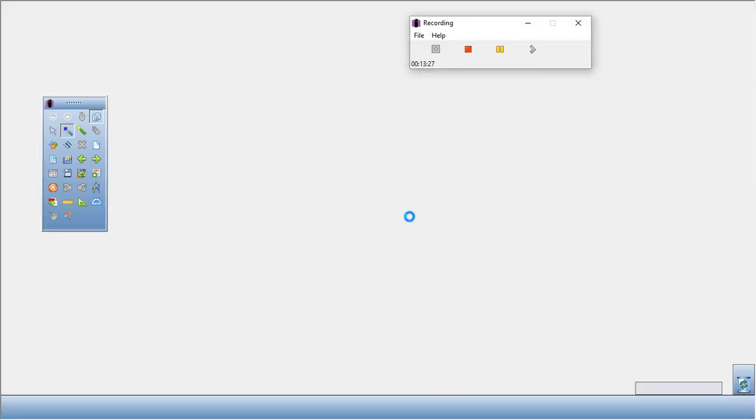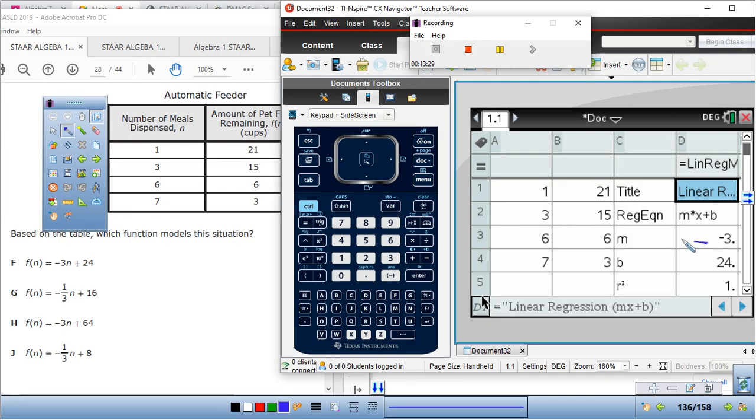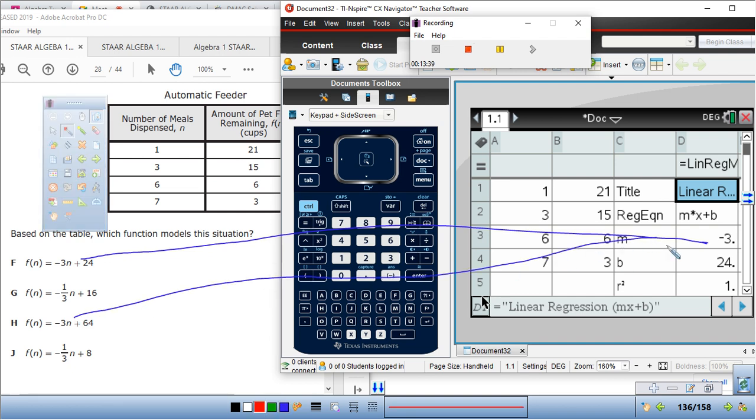Look at your slope. What's my slope? 3. So I'm looking at that. Oh, yeah, -3. So it's that one or it's that one. Okay, and then let's look at the y-intercept. The y-intercept of 24. It's that one, and it's not that one. But boom.